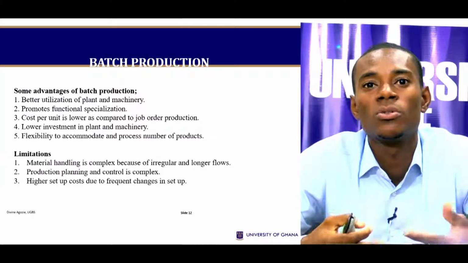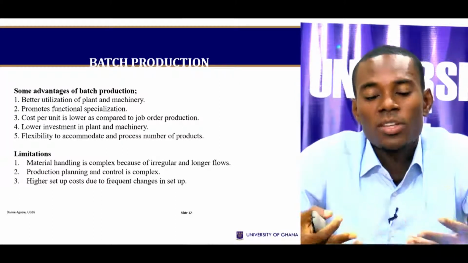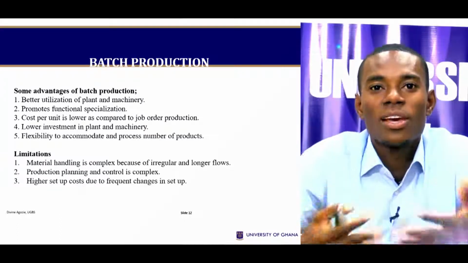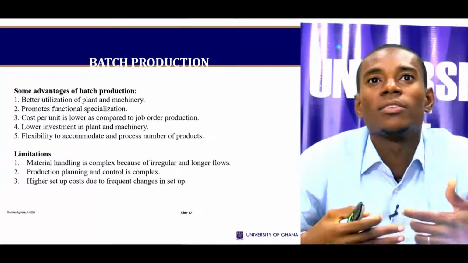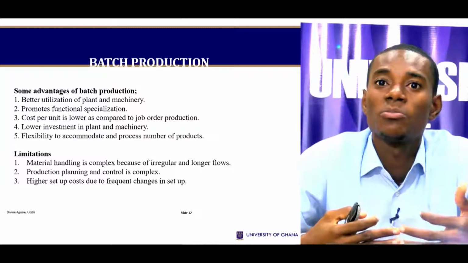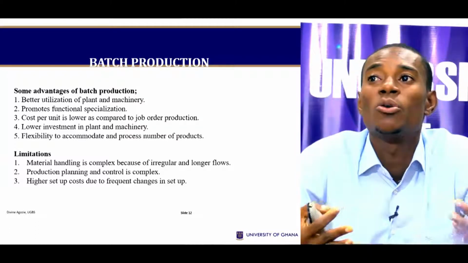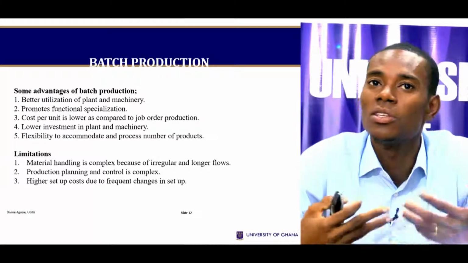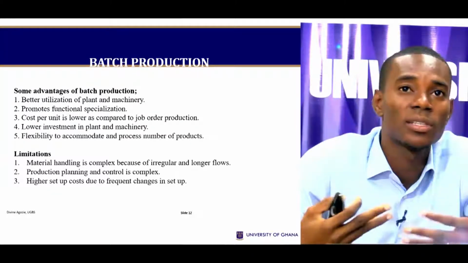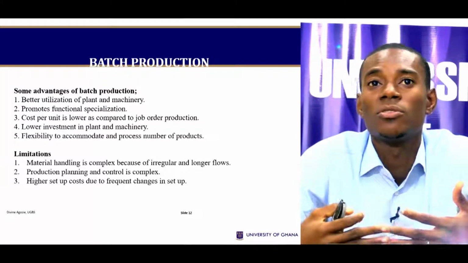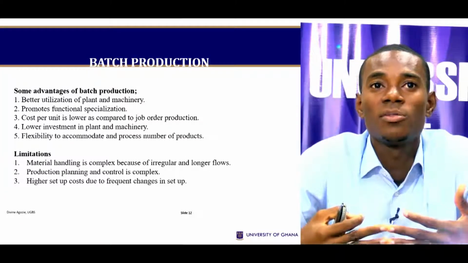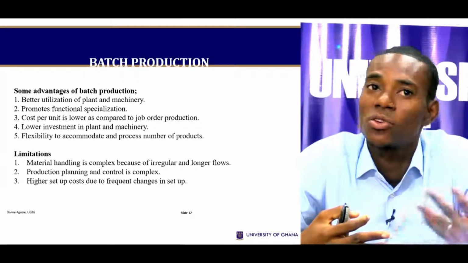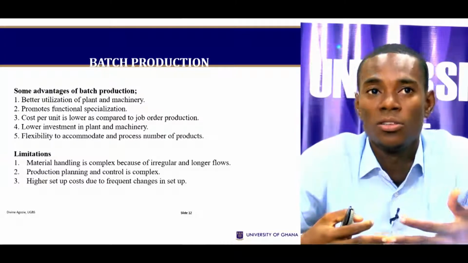There's also lower investment in plant and machinery. Because once you have one general purpose machine, it's possible we can produce all the items in the batch, unlike the case of a job shop where you may need an array of machinery, because every specification comes with a unique design process, which may require some unique machinery. Now, there's flexibility to accommodate process and other number of products, like we said, but it's not as much as in the case of the job shop.